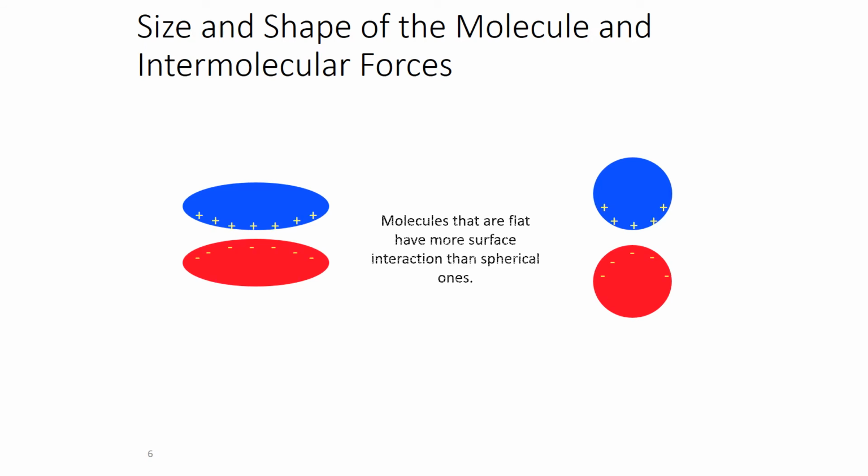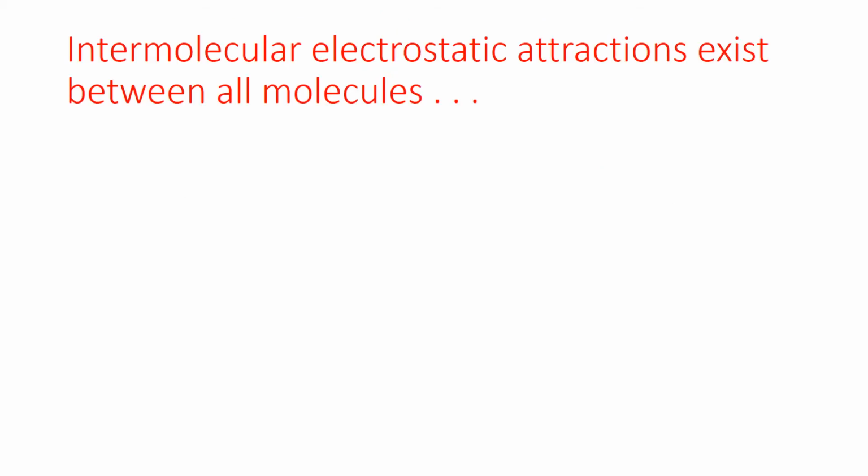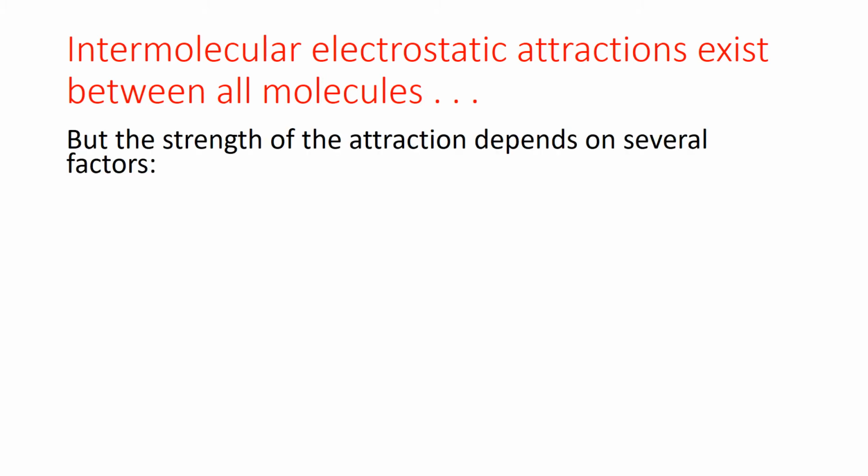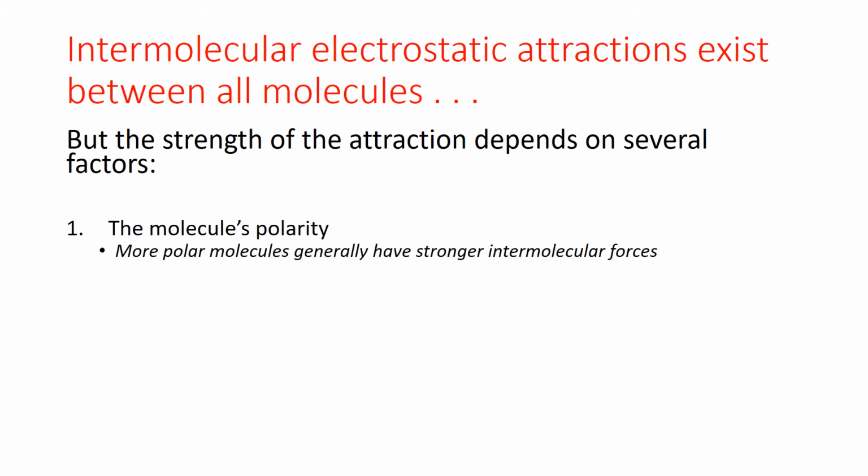Okay, so in general, molecules that are flat have more surface interaction than spherical ones. As a result, they develop stronger intermolecular forces. In summary, intermolecular electrostatic attractions exist between all molecules, but the strength of that attraction depends upon several factors. The molecule's polarity is a major factor determining the strength of intermolecular forces. In general, the more polar your molecule, the stronger the intermolecular forces that are present.